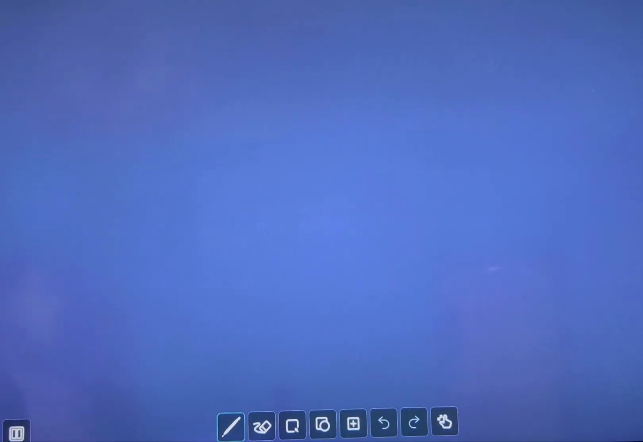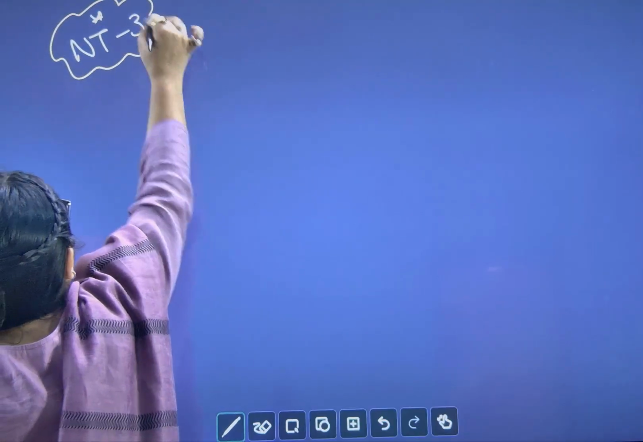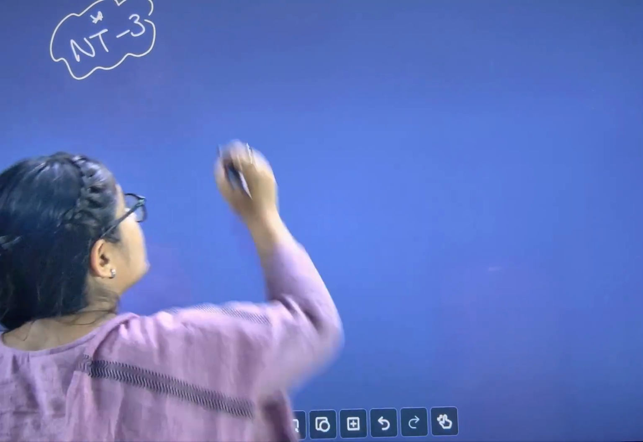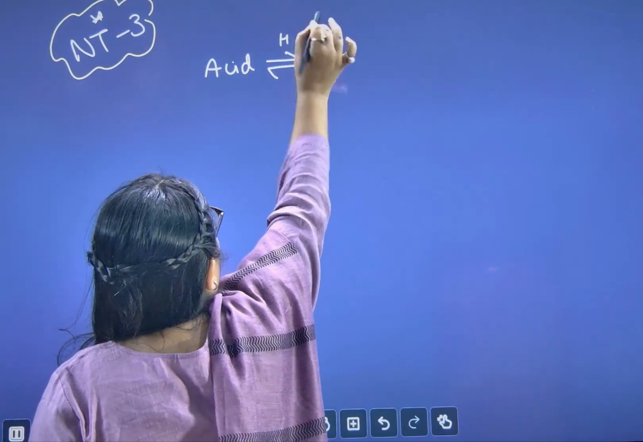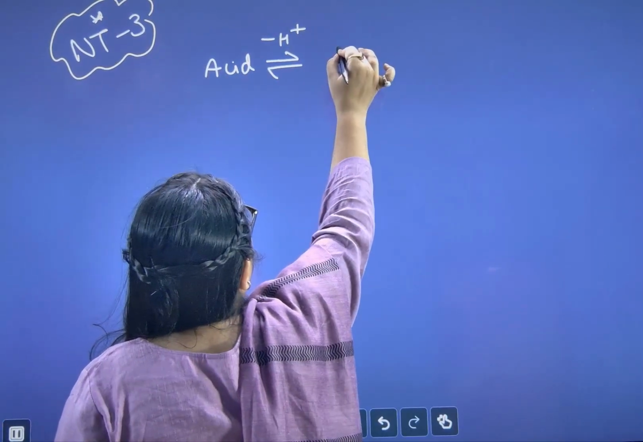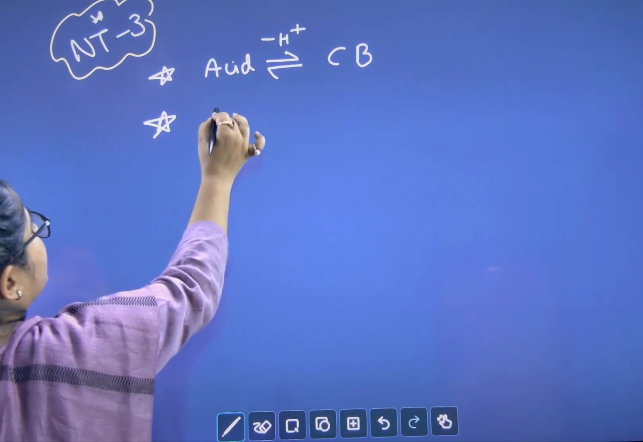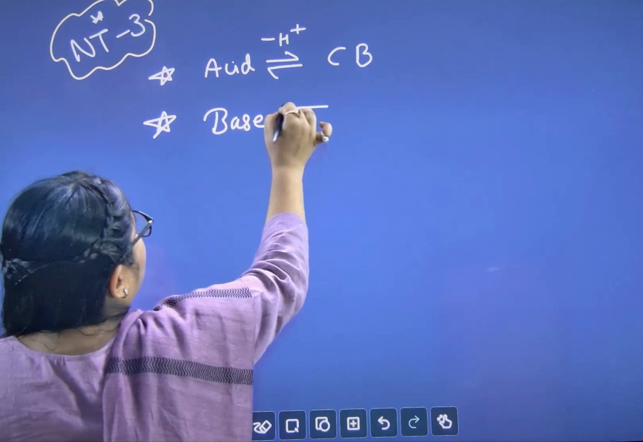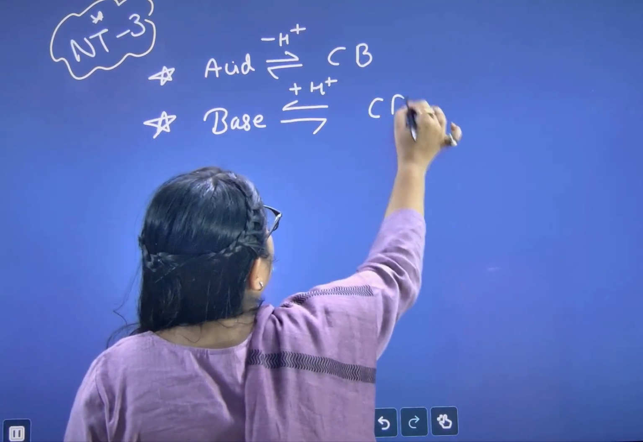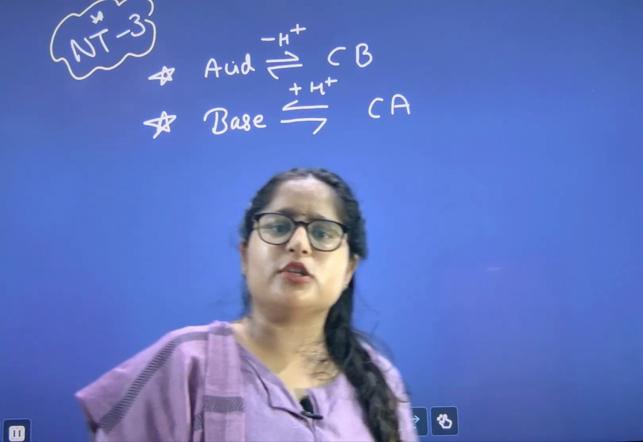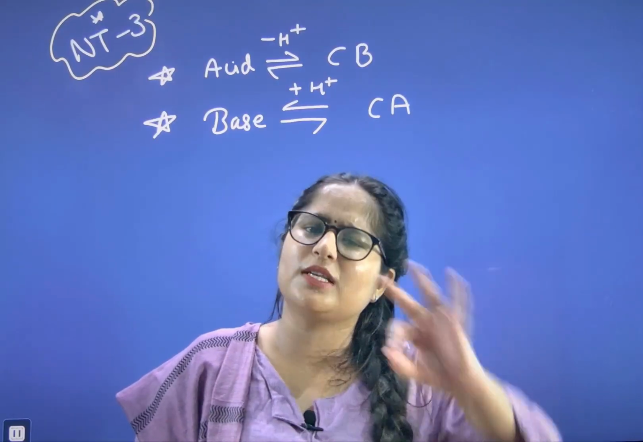Okay, fine. So write down the next one, NT star 3. It should go into your short notes. Acid: when I remove one hydrogen, what do I get? Conjugate base. That is the first star point. Second star point: base. In a base, when I add H plus, what do I get? Conjugate acid. This is the concept. Now how will we solve the questions? We will solve them with these 3 star points.